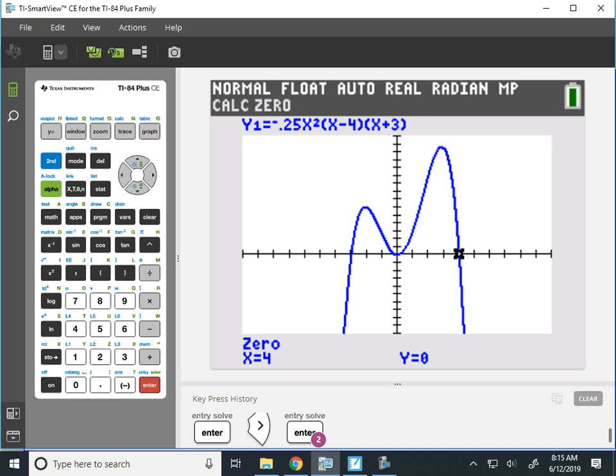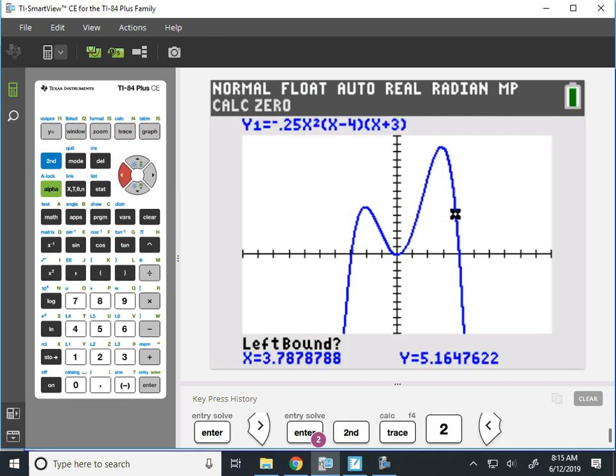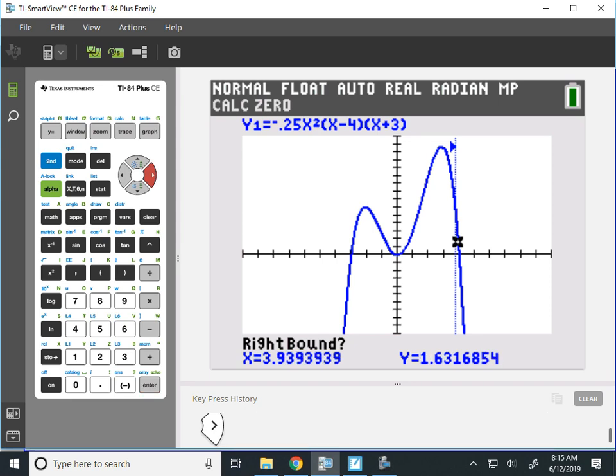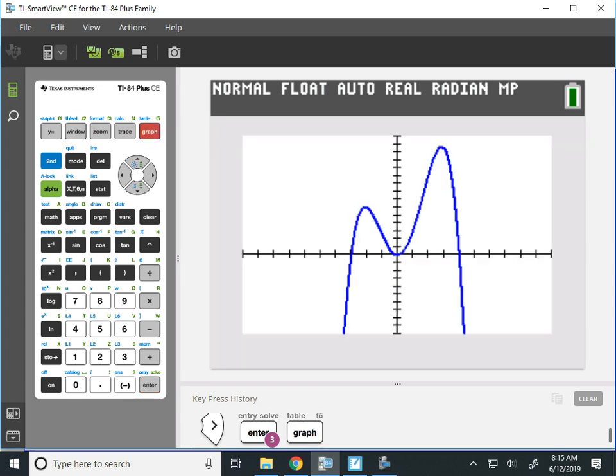Now, really quick, I want to show you what happens if you don't do the left and right part correctly. So if I'm tracing the x-intercept and I'm right here, I click enter, and then I go just down 1. I'm not on the other side of the x-axis, but I'm a little bit to the right, and I hit guess. It'll give me an error, no sign change. That means that you didn't cross over the x-axis. You have to have one of your choices above and one choice below the x-axis to estimate the x-intercepts.